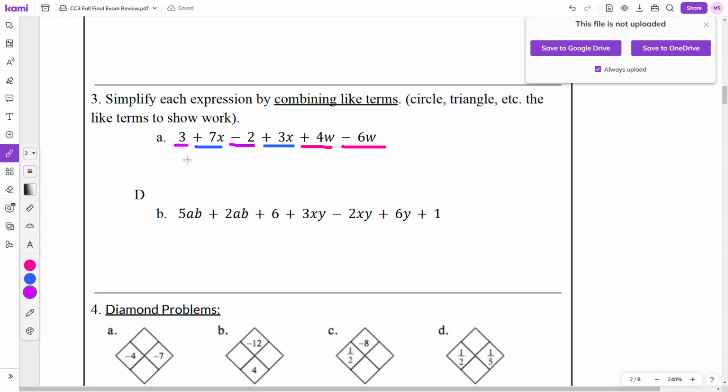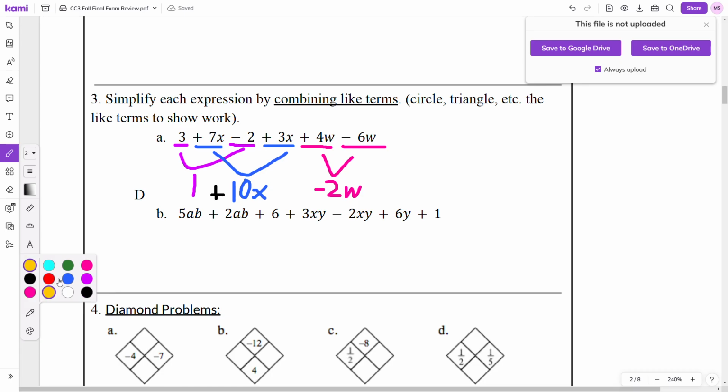So the 3 minus 2 together, that's 1. The 7x and the 3x together, that's 10x. The 4w minus 6w, 4 minus 6 is negative 2. So this is minus 2w. And then just don't forget the plus between this one and this one, because if you have nothing else, it's positive. And then you have your answer. So all you have to do is write this right here, and that is what you put down as your answer.